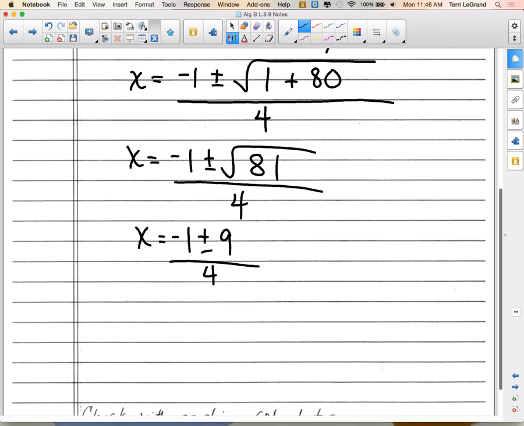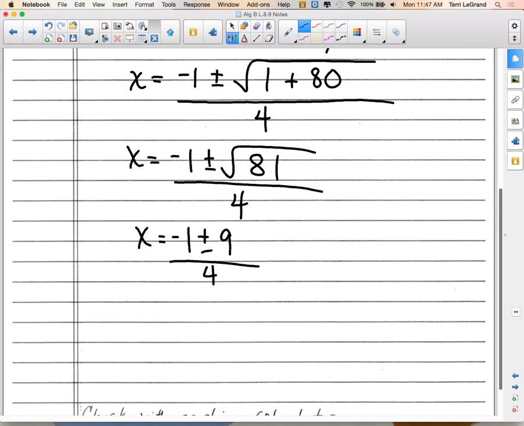You do not get to do this. Trust me, it's going to get you in trouble. Do not say, oh, I got negative 9, negative 1 plus 9. What is negative 1 plus 9? 8. And then 8 divided by 4 is 2. So then you're going to say x equals 2 and x equals negative 2.